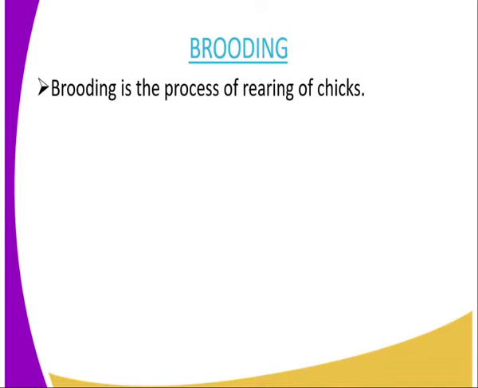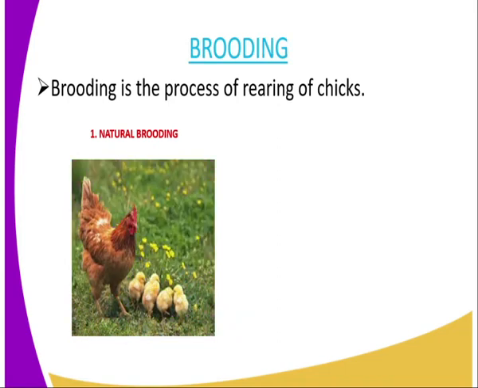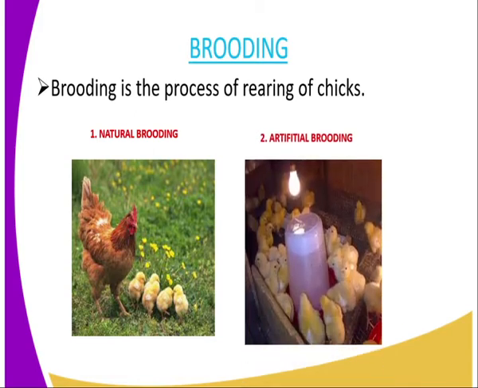What is brooding? Brooding refers to the process of rearing of chicks. And we have two types of brooding. The first type is referred to as the natural brooding method. In the natural brooding method, a hen, that is a female poultry, is the one which is supposed to take care of the chicks, or in other words, rear the chicks, the young ones of poultry. Then the second method is the artificial brooding method.